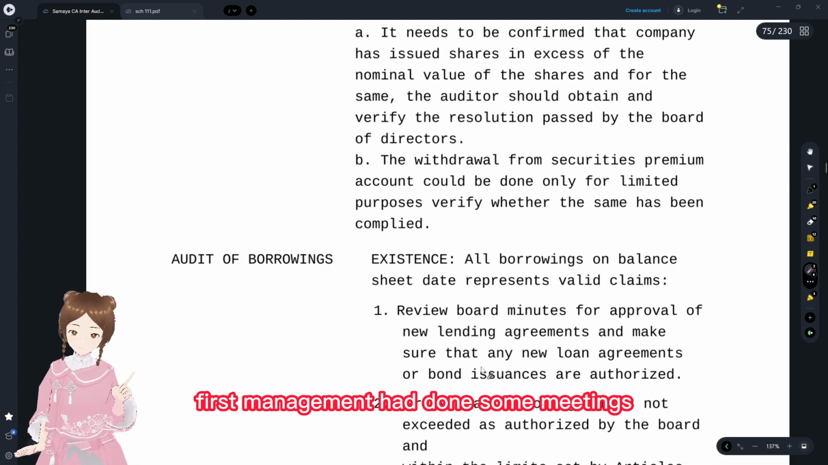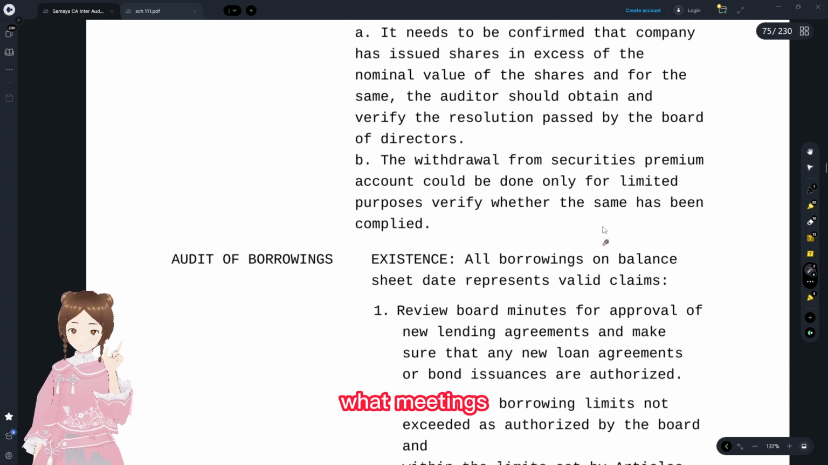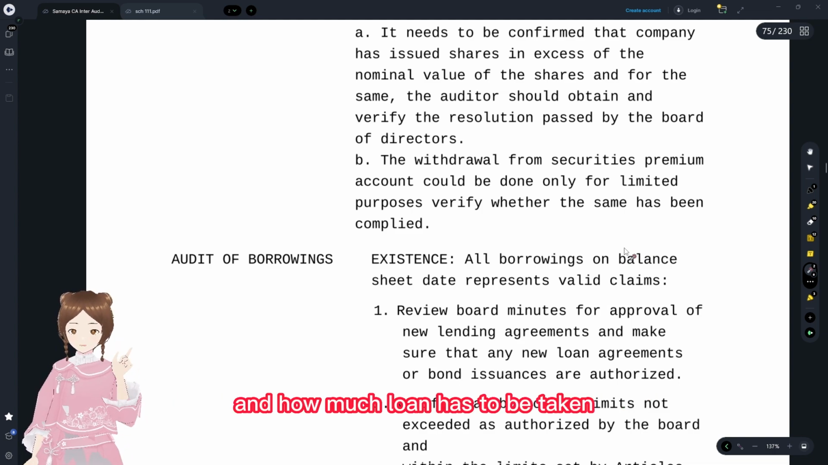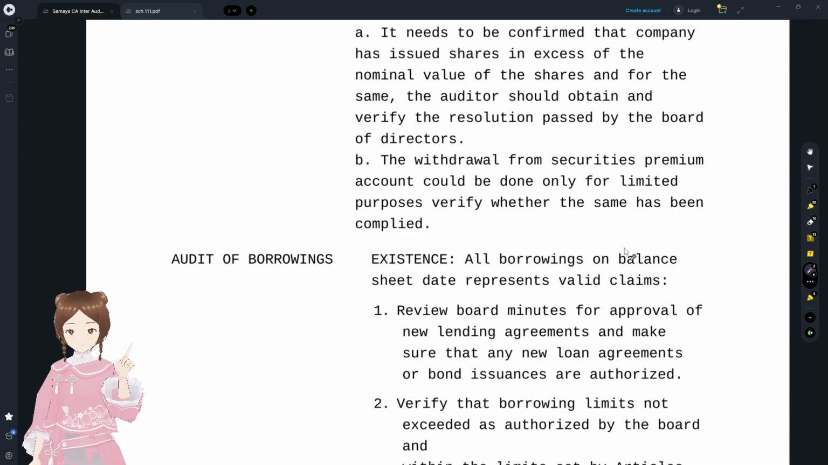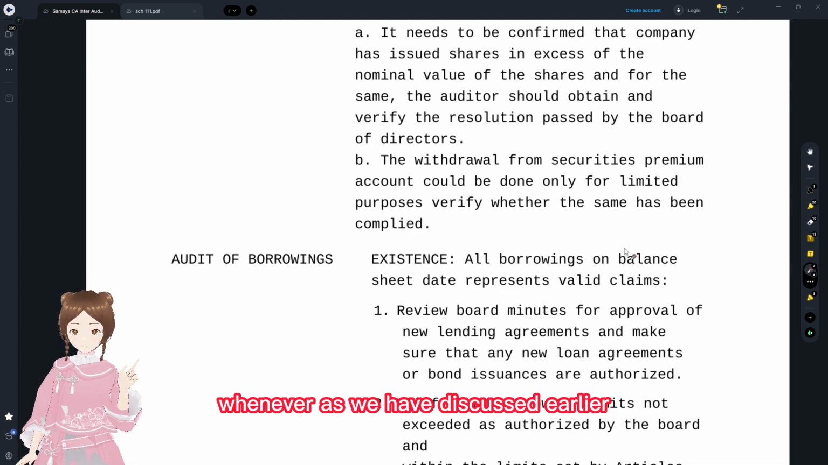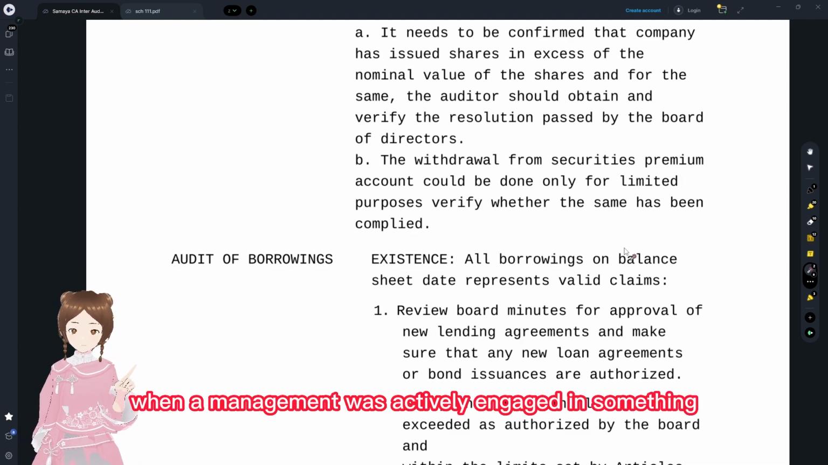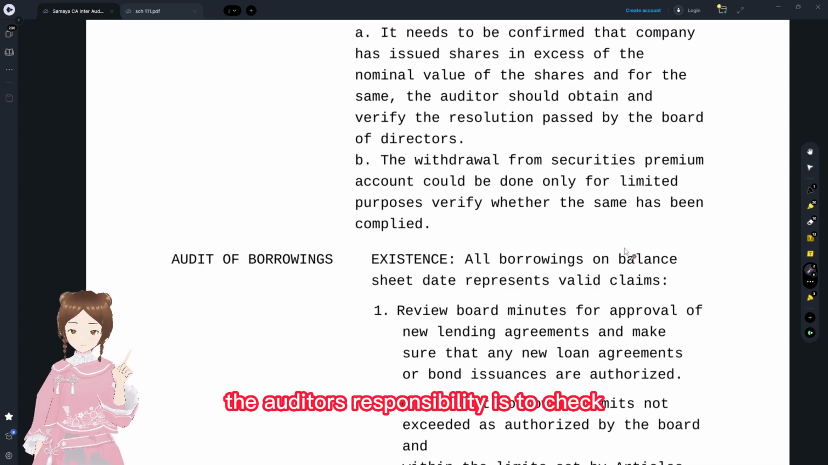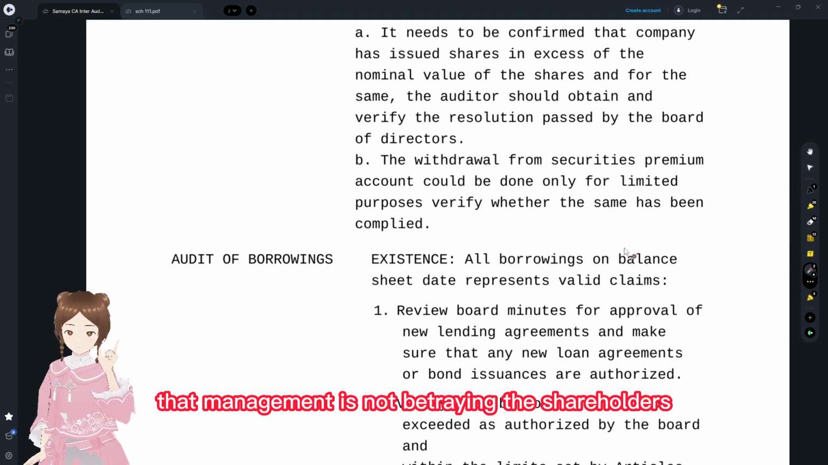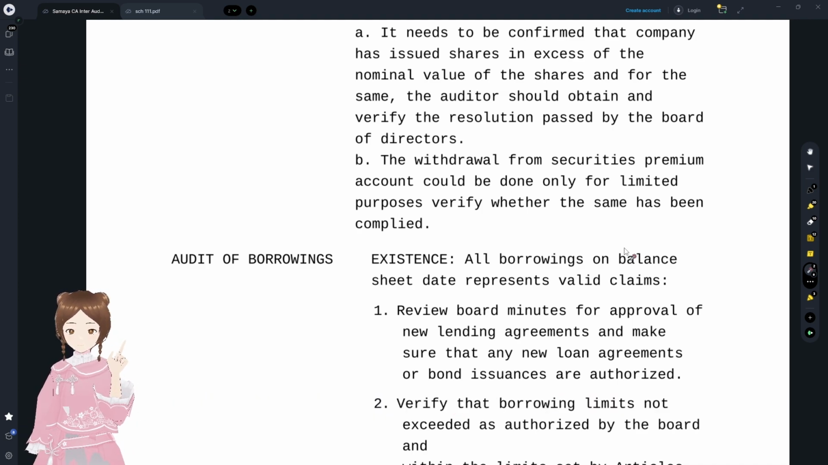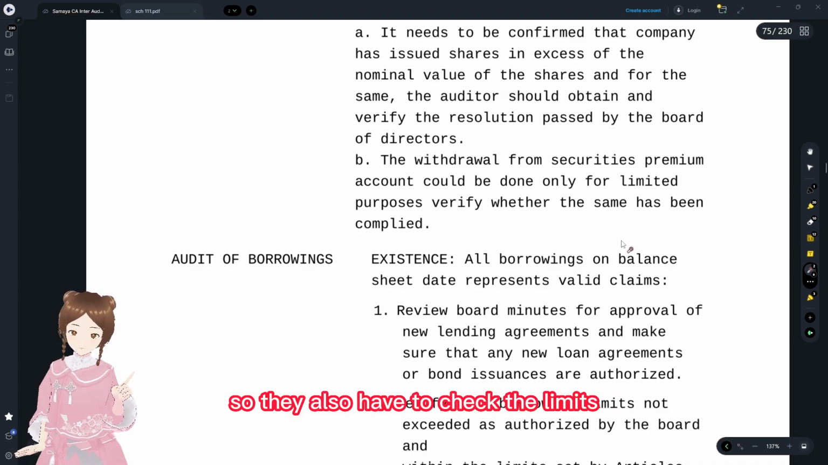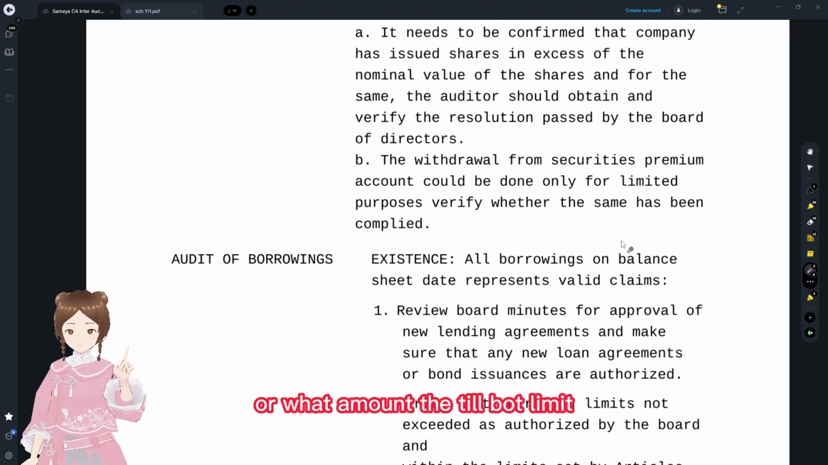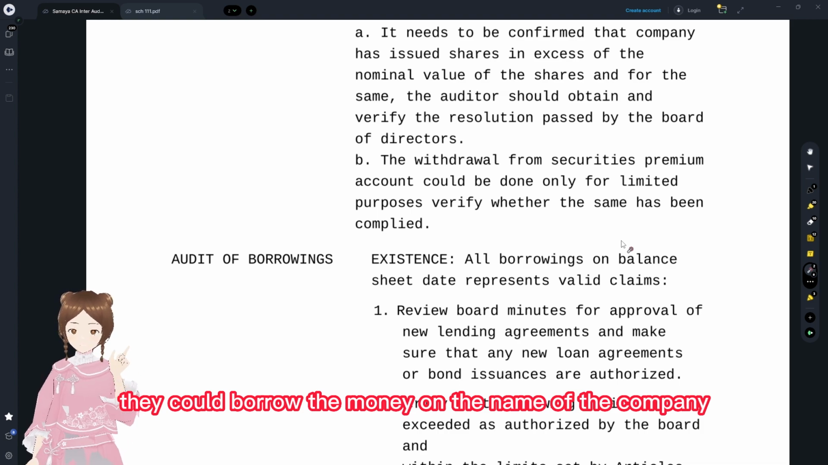First, management had done some meetings. What meetings? Meetings with regards to the resolution to take a loan or not, and how much loan has to be taken. You see, as we have discussed earlier, when management is actively engaged in something, we have the auditor. The auditor's responsibility is to check that management is not betraying the shareholders. So they also have to check the limits or the powers of the management, up to what limit they could borrow money in the name of the company.